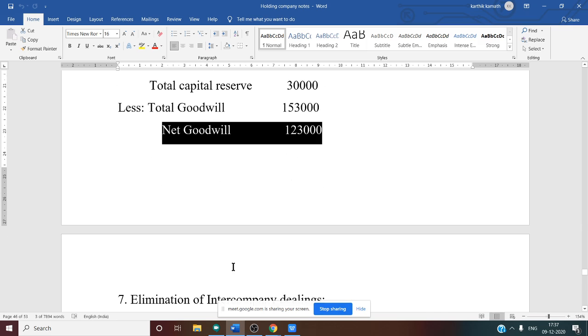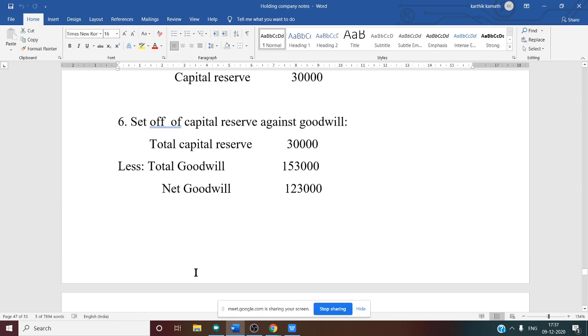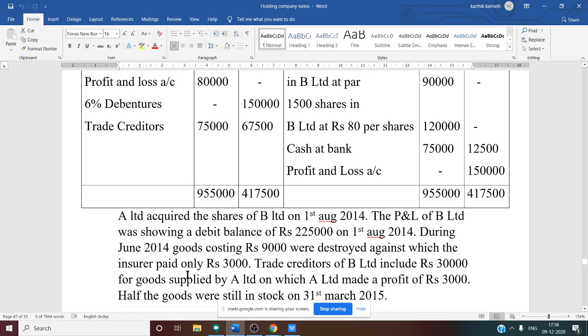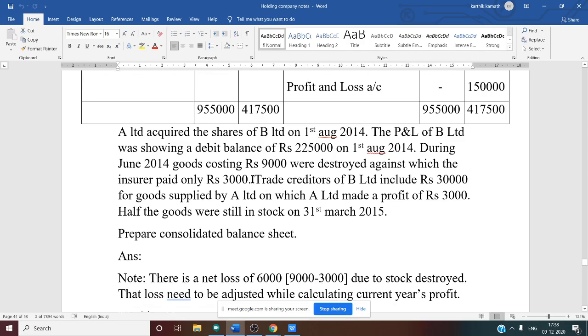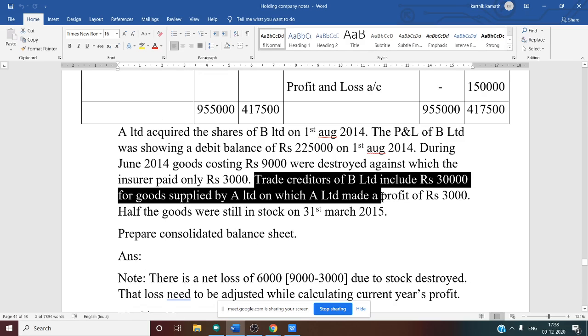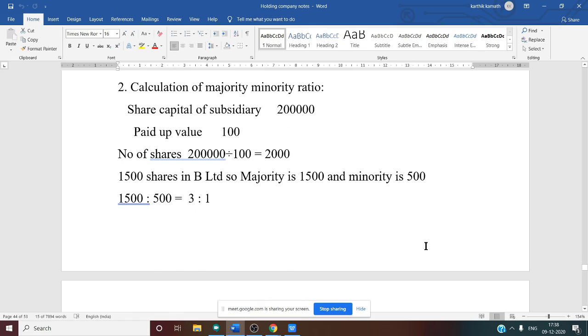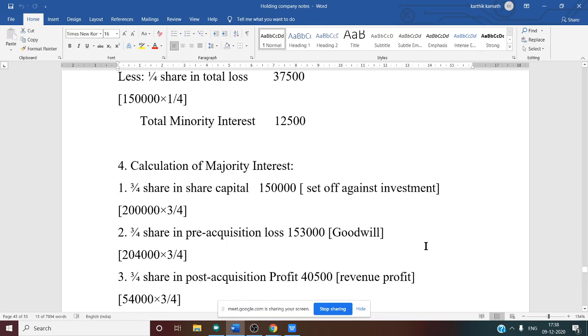After this, there is elimination of intercompany dealings. Under that, we saw that adjustment. Once again, we will see that adjustment. Yes, see this. The trade creditor of B Limited included 30,000 for the goods supplied by A Limited. So here there is an intercompany transaction value of 30,000. So this 30,000 you have to deduct from creditor as well as from debtor.